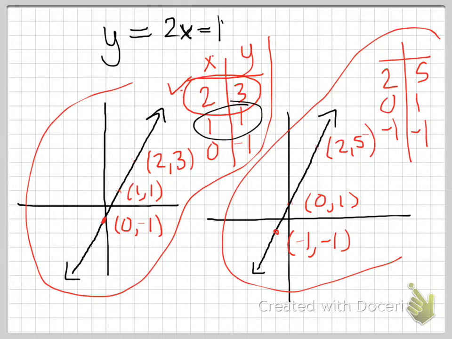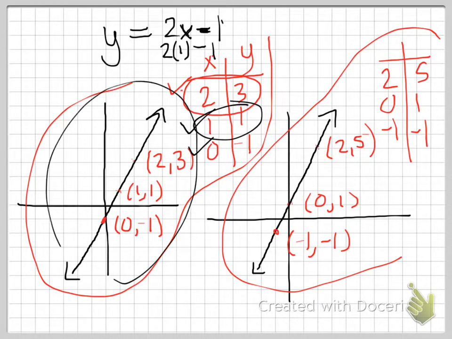So I'm going to try 1, 1. 2 times 1 minus 1 equals. 2 times 1 is 2. 2 minus 1 is 1. So this one works. And I can try the last one. And if it works, then this is the graph that belongs to this equation. Watch what happens when I try this one.